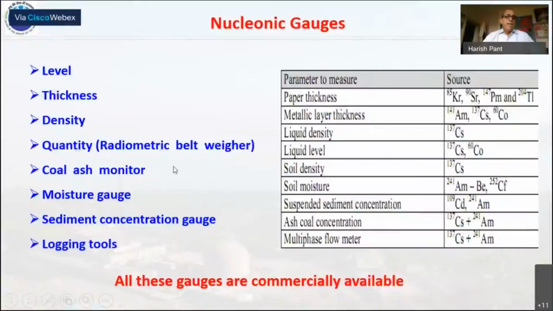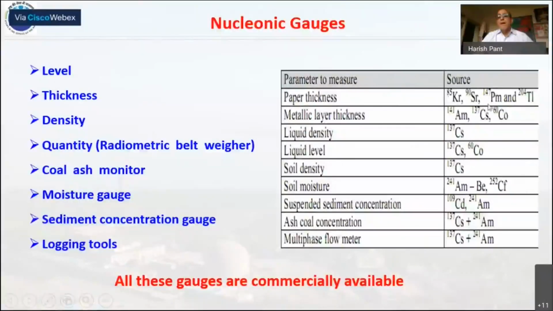Using these nucleonic gauges, the moisture in the soil one can measure using the soil moisture gauge, then the sediment concentration gauge, and then there are the logging tools. And you can see that here are the different sources used for the different gauges. For measuring the thickness of paper in the paper industry, the sources which are used are basically beta sources.